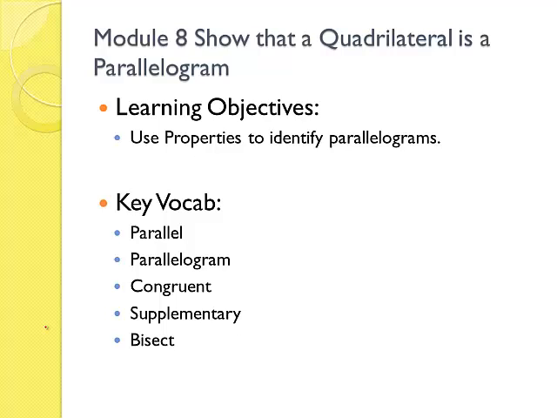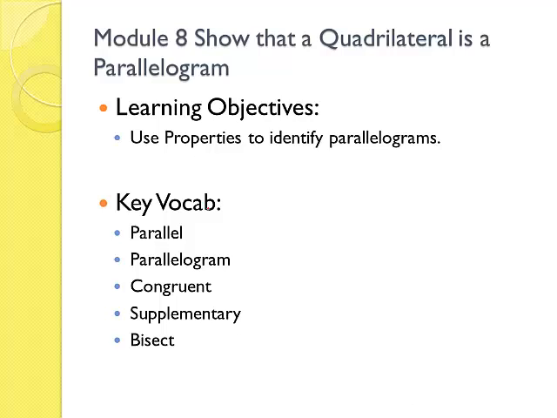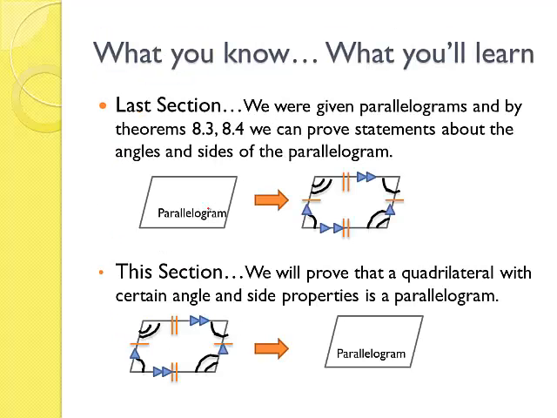This is Module 8, show that a quadrilateral is a parallelogram. One of the things that's evident about this part of the chapter is it's very similar to the previous module, only in this case I give you the properties and you have to show, using similarly worded theorems, that something is a parallelogram. So, what you know and what you'll learn.